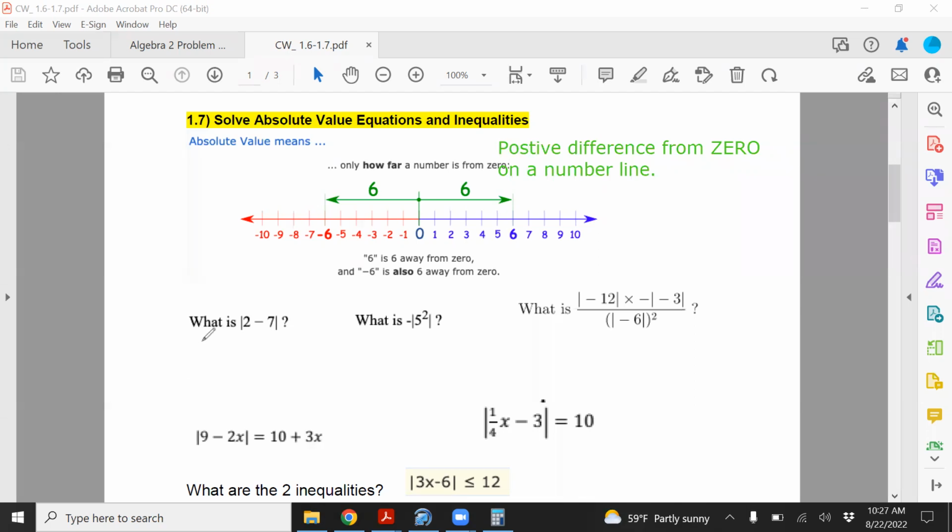So here we got this. So what's the absolute value of -5? That's it. That's simple.